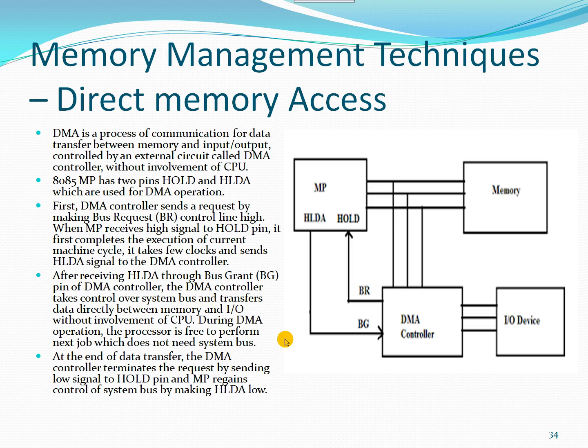So what is DMA? Direct memory access is a process of communication for data transfer between memory and input output, controlled by an external circuit called the DMA, because this DMA will be controlling the data flow between the memory and the processor. So the data transfer between the memory and the input output devices will be controlled by the DMA but not by the processor. Why is it not by the processor? Because the processor is a master.